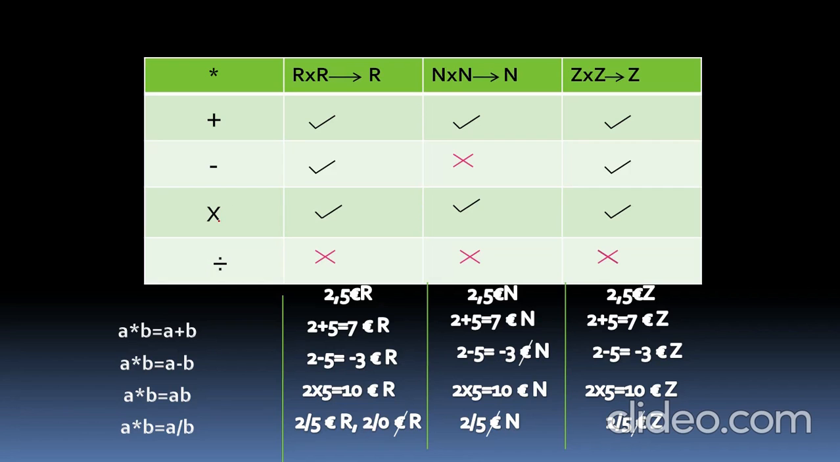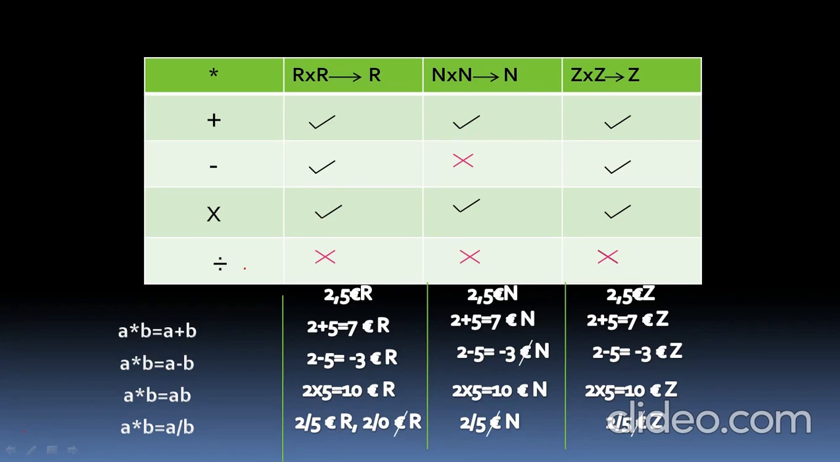Now consider multiplication. Again we consider two elements, 2 and 5. We multiply 2 and 5, we get the result 10, which is also a real number. So in general we can say if we multiply two real numbers, again we get a real number. So we can say multiplication is also a binary operation on set of real numbers.